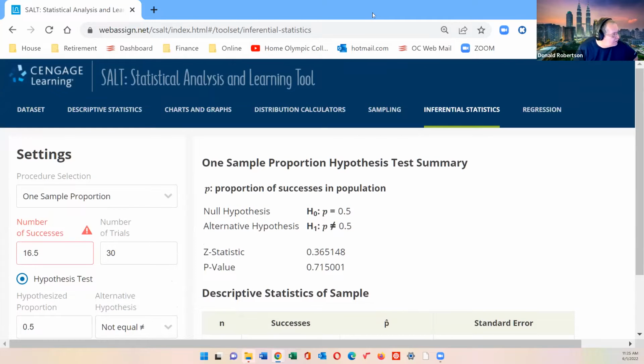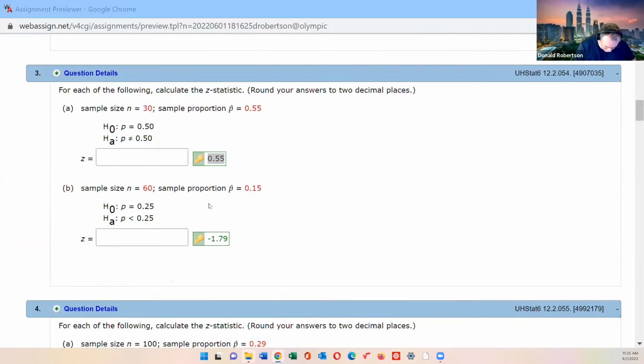Okay. So let's try the second one then. In the second one, the sample size is 60. P naught is 0.25. You're being asked to find, is it less than 0.25? And p hat is 0.15. Okay, so all I need to do is find out what 0.15 of 60 is. And so that's 9.